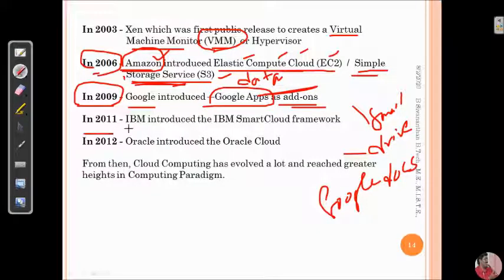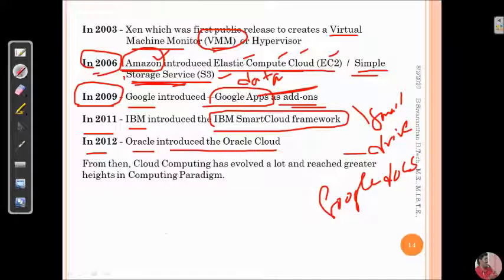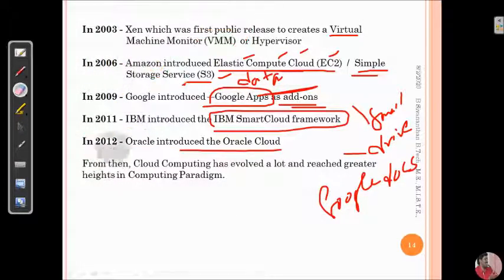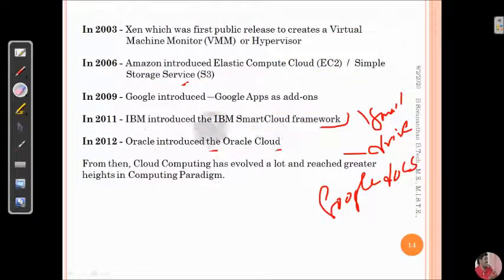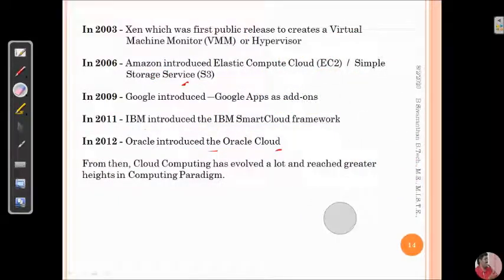In 2011, IBM introduced the IBM Smart Cloud Framework for organizations. In 2012, Oracle came into the picture and introduced the Oracle Cloud. From then onwards, cloud computing has evolved a lot and reached greater heights in the computing paradigm we are currently using.